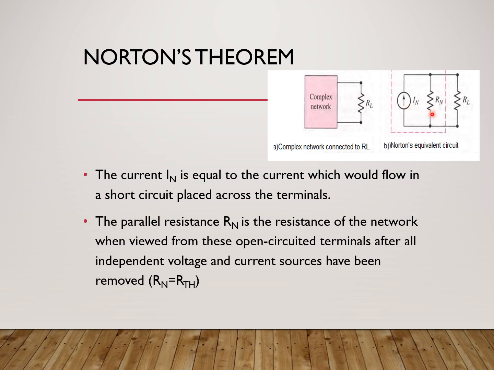Now, what is Rn? Rn is the same as RTH, you can see. Why? Because you remove the load resistance and find out the equivalent resistance by making all the sources equal to 0, which is the same as RTH. So you understand that Rn is equal to RTH. And once you find out IN and Rn, connect up the circuit and find out the load current as we had seen before.